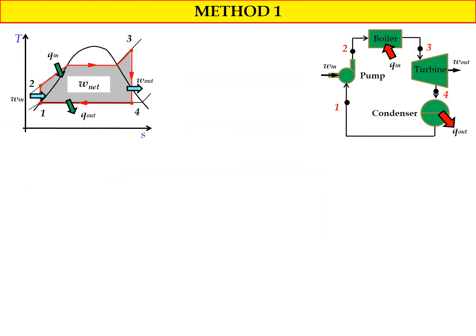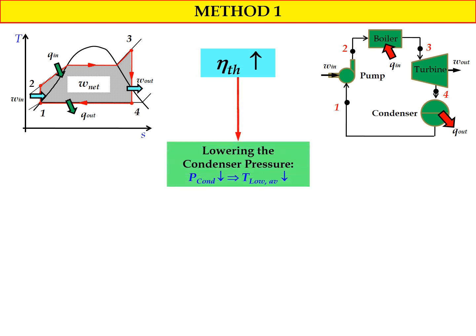Method number 1 to increase the efficiency of the Rankine cycle. In order to increase the thermal efficiency of the Rankine cycle, one of the methods is lowering the condenser pressure. If we can reduce the pressure during the condensing process, we can reduce the average low temperature during the condensing process. The low temperature refers to the temperature during the condensing process in the condenser, or during the heat rejection process in the condenser.